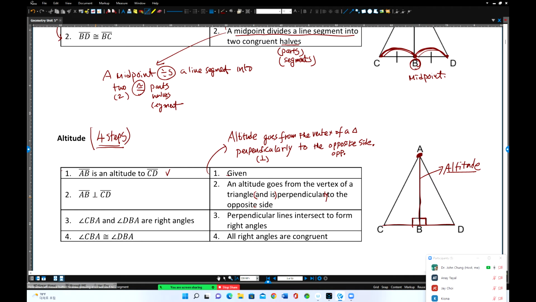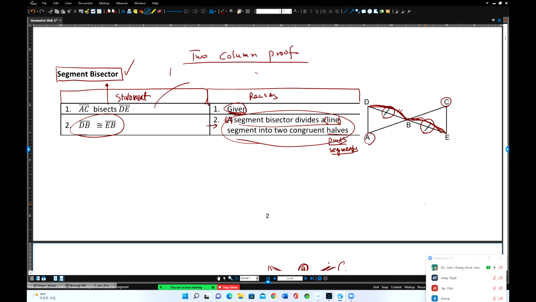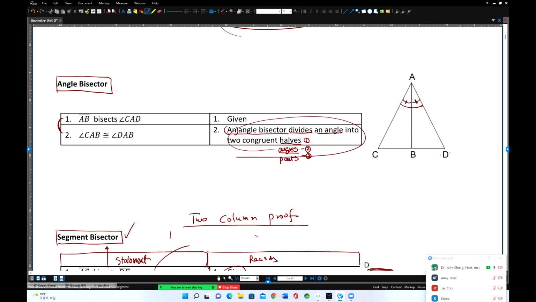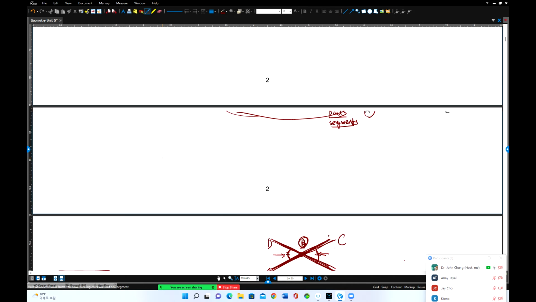You have to memorize this one. If you're perpendicular, you're going to follow the same thing over here. Perpendicular, where is it? Over here. Perpendicular. Now you're going to do the next step. Same step because you got the perpendicular. Same as this one, okay?